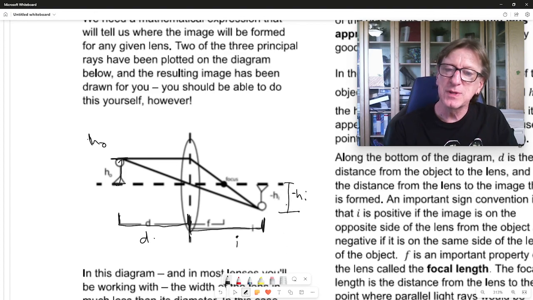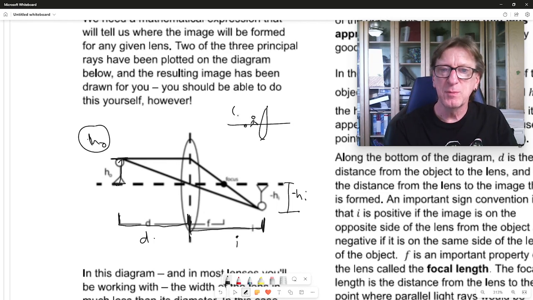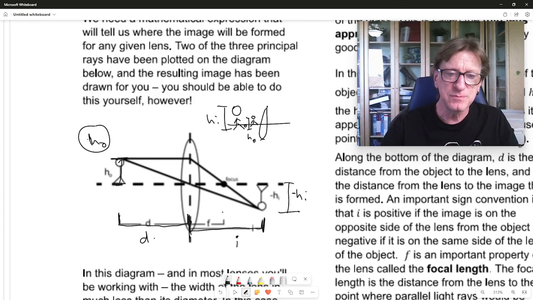Notice that we've called this one negative. That's because it goes in the opposite direction from my actual image. So in the case of when I'm in close, so if this is my focal point and I'm right here, remember that my image is way back here. But now my HI is going to be positive because it's in the same direction as my original object. Okay? So keep those sign conventions in mind because they're going to make a big difference when we start plotting things.